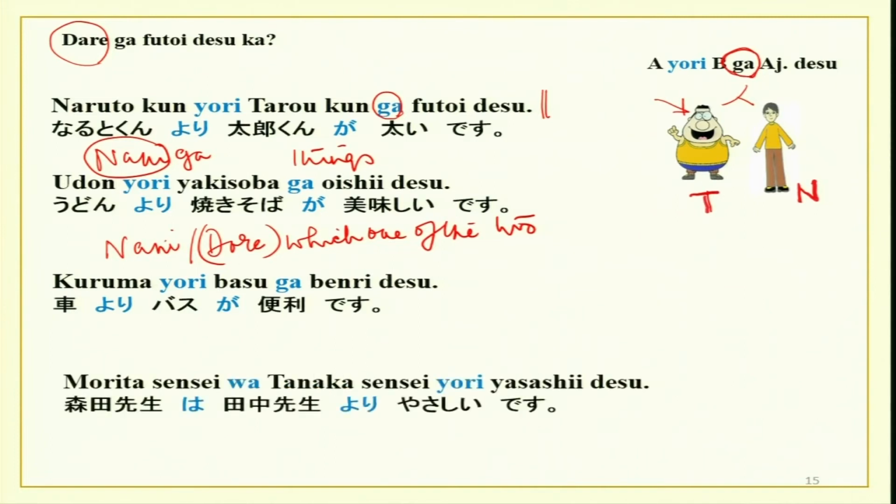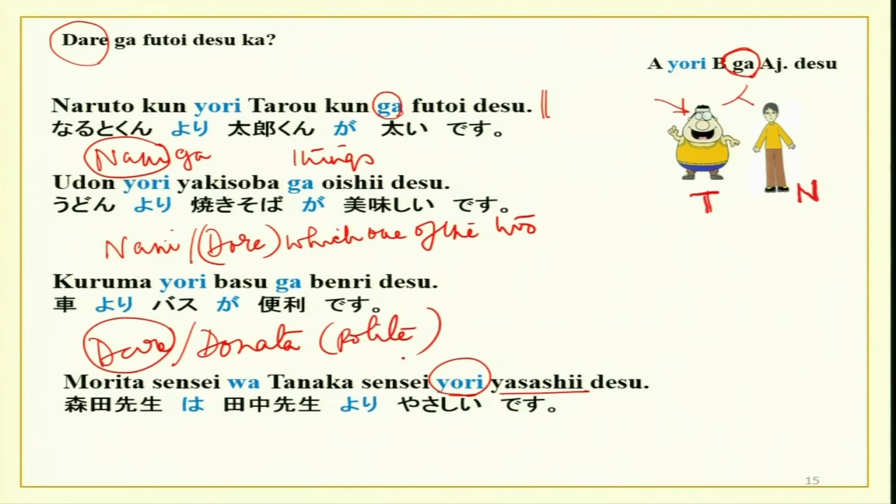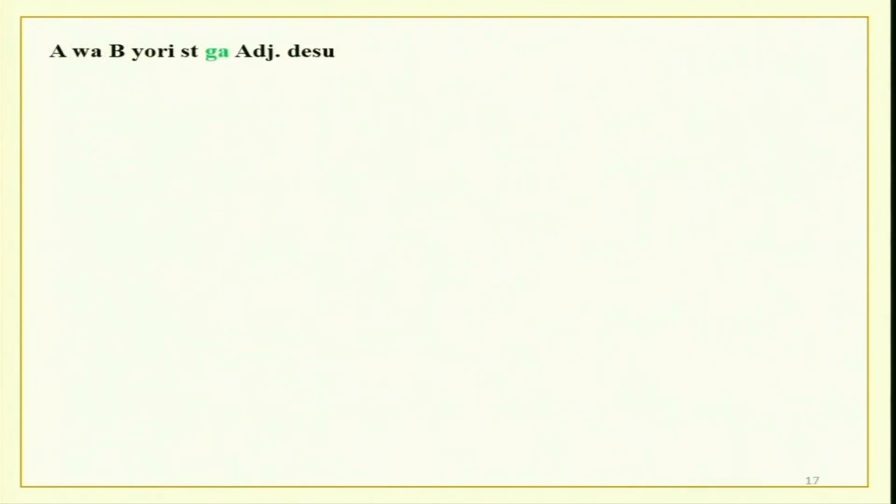Then, Morita sensei wa Tanaka sensei yori yasashi desu. So, yori, compared to Tanaka sensei, Morita sensei is yasashi. Over here also, you will have the question word dare, or polite could be donata for dare. So, I am sure this is very clear how to use yori with nouns. A wa B yori adjective. Now, we can also use it with na adjectives. A wa B yori something ga na adjective desu.